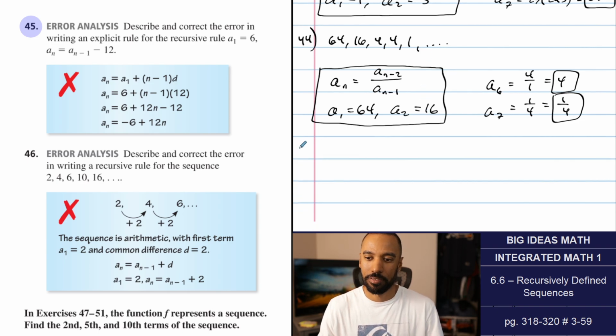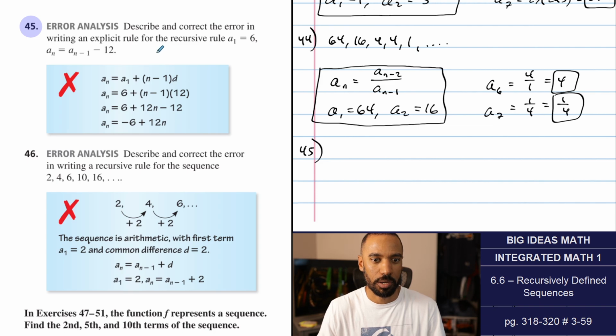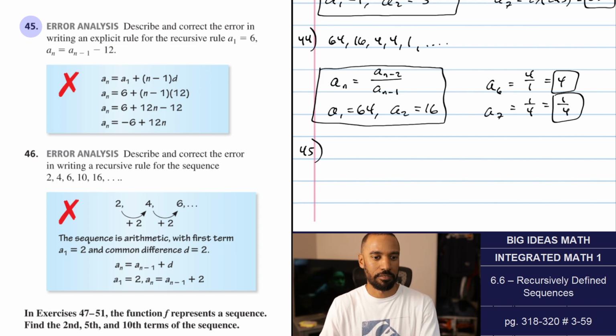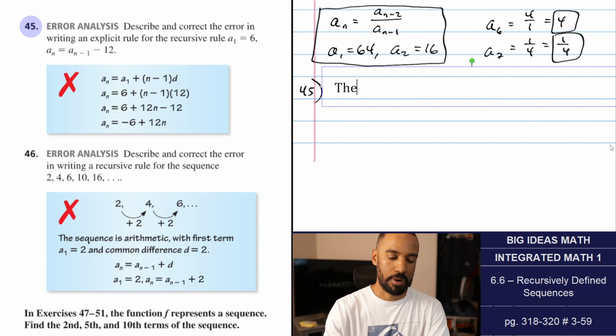Number 45 and 46 are indeed error analysis. So describe and correct the error in writing an explicit rule for the recursive rule here. A sub 1 is 6, etc. So your first term is 6. Your common difference is negative 12. Looks like they put a positive 12 there. So you got to make it negative. I'm sure their math holds up, but they have the wrong insertion of that. Their common difference is negative 12 instead of positive 12.